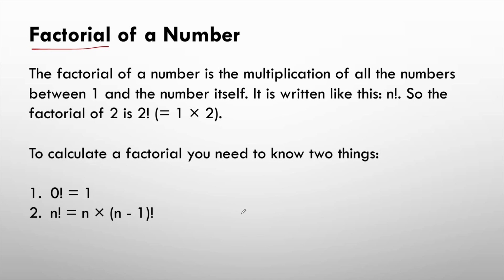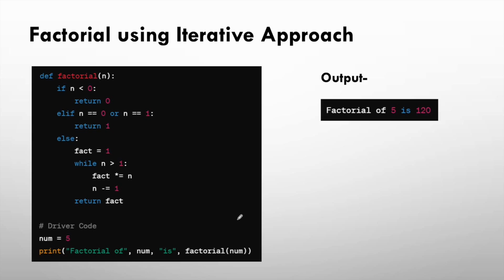1. Some prerequisite that you need to know is that 0 factorial is 1, and the general form of factorial is written as n factorial is equal to n into n minus 1 factorial. Now let's look at how to do this problem without using recursion. So here we've used a while loop.